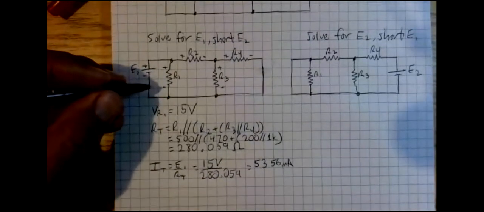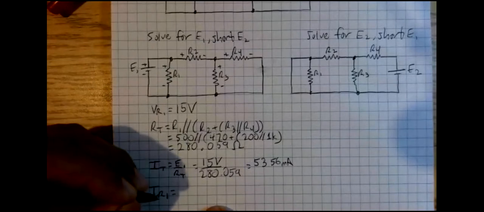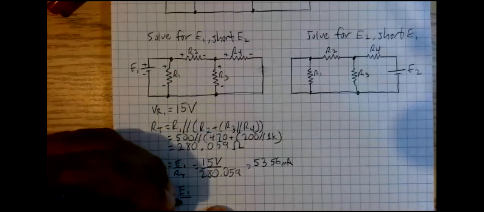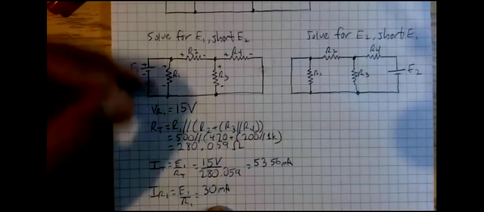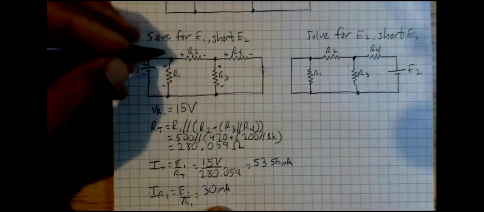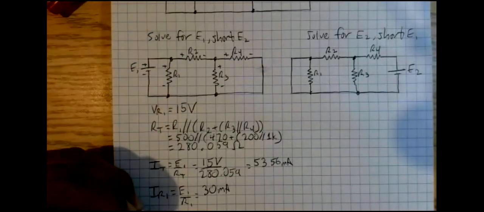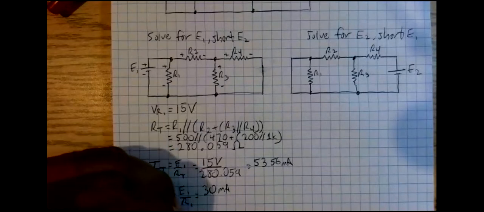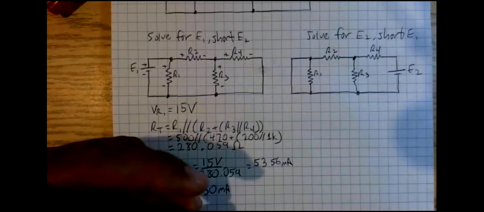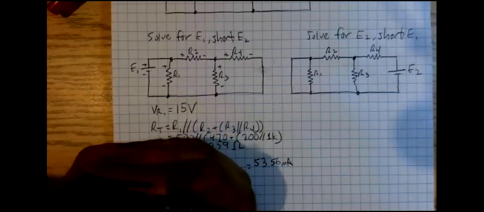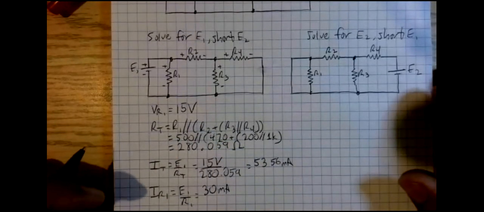So going back to some series parallel stuff, let's find IR1. IR1 is equal to E1 over R1, which works out to 30 milliamps. So IR2, if we use Kirchhoff's current law, we have 53.56 milliamps here, 30 here. So IR2 is equal to IT minus IR1, which works out to 23.56 milliamps. Okay, so far so good.